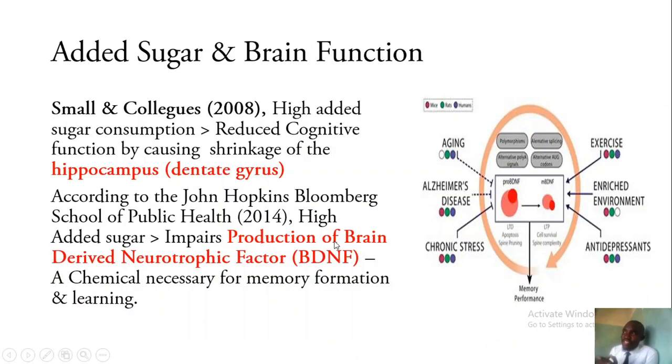These things that we talk about, they are not just mere say or because we heard someone talk about sugar and we equally make a video to talk about it. These are things that have been proved over years and years of research and study. And one of those studies is a small and colleague study that was done in 2008.